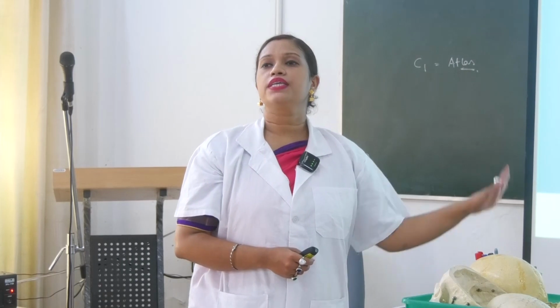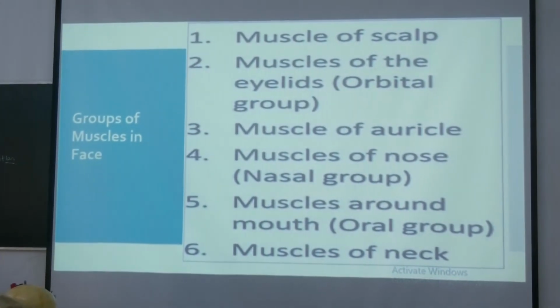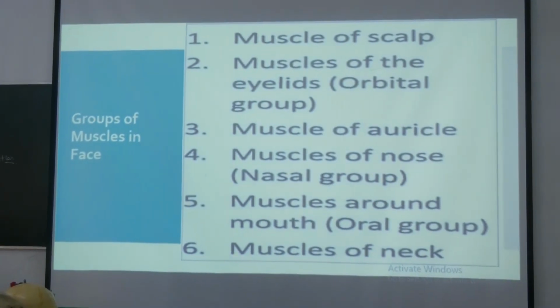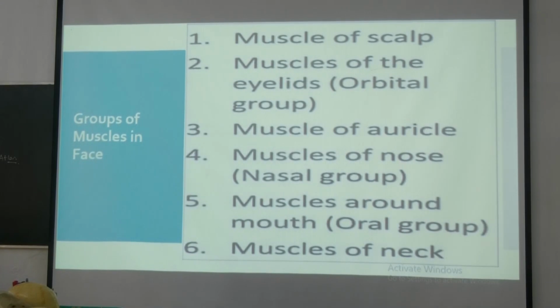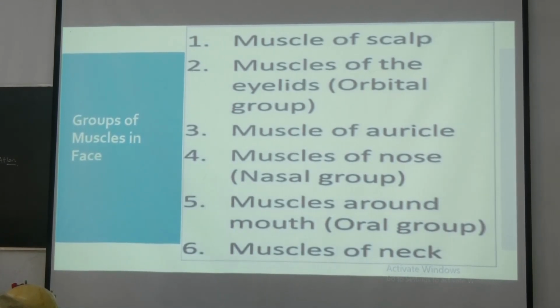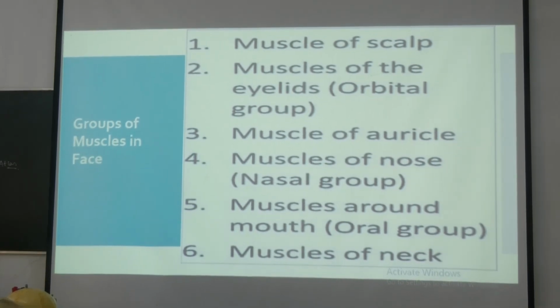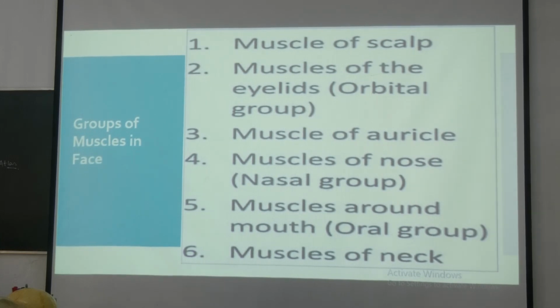Okay, now if you see the whole musculature of face, it is divided into 6 groups. Okay, so first one is the muscle of scalp. So tell me which is the muscle? Occipitofrontalis. Okay, so muscle of scalp, consider only one muscle, that is occipitofrontalis. তারপরে কি আছে? Muscle of the eyelids.